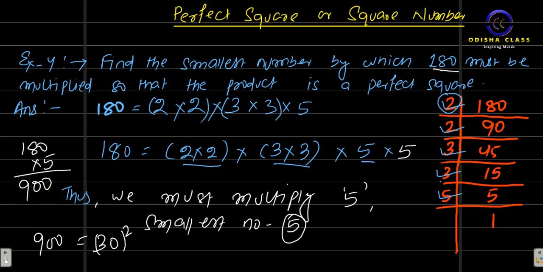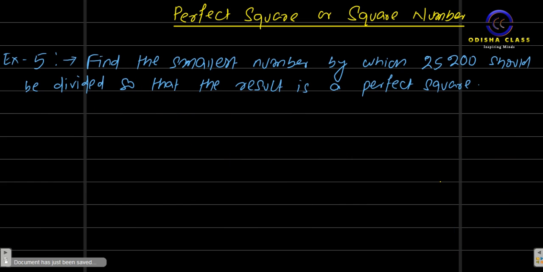Are you able to understand how I am getting the number which is multiplied with 180 or whatever the number may be, to get a perfect square? Now move forward. This is the case of multiplication. Then think about division. Find the smallest number by which 25,200 should be divided so that the result is a perfect square.